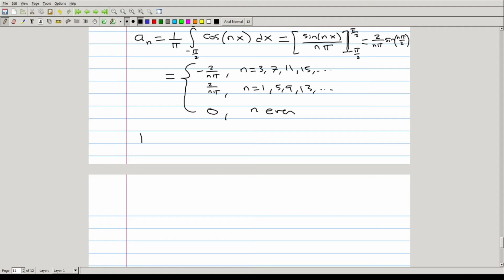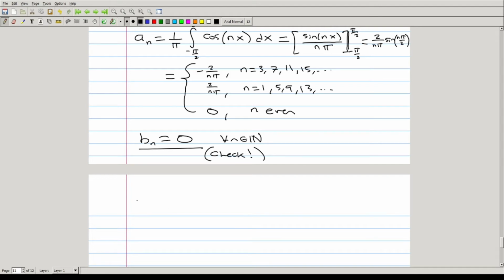For bn, you end up getting that the integral is 0 when you go through and evaluate the integrals. So it's important for you to check this for all n, so that you can justify why you get 0 for the bn integral.